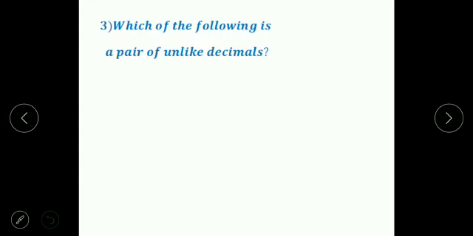Now let's see the third example. Which of the following is a pair of unlike decimals? The first option, option number A, is 1.25, 0.72. Option number B is 125.01, 0.07. Option number C is 21.7, 1.21. Option number D is 8.75, 0.07.